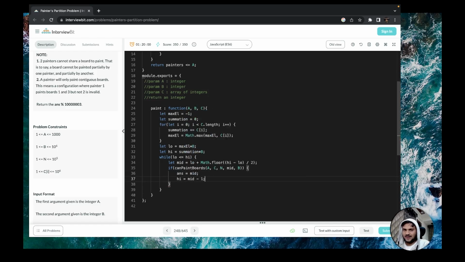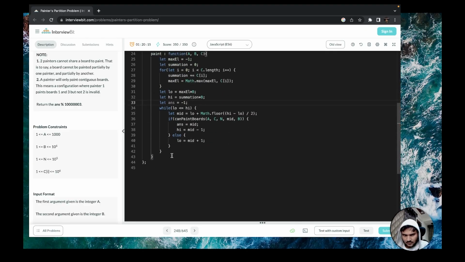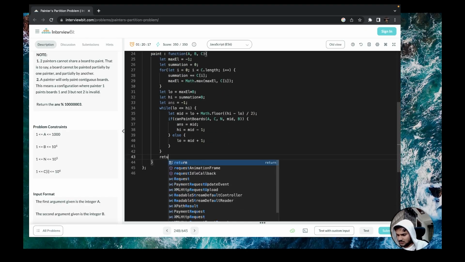That is, you try to find something even less than the current mid, or else low is equal to mid plus 1. Okay, let's initialize an answer variable. At last, we do return answer.